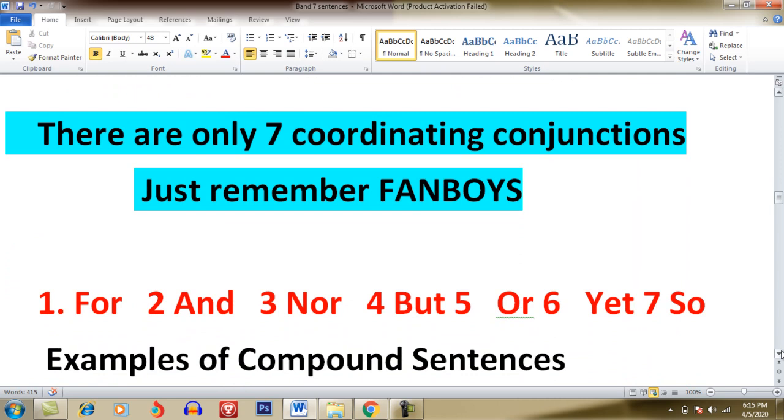There are 7 coordinating conjunctions. Just remember FANBOYS. If you want to remember all the 7 coordinating conjunctions, the easiest way is to remember FANBOYS. F stands for for, A stands for and, N stands for nor, but, or, yet, and so. If you remember FANBOYS, you will easily remember all these 7 conjunctions, which will help you to combine two simple sentences, and you will be able to construct compound sentences in a rewarding way.